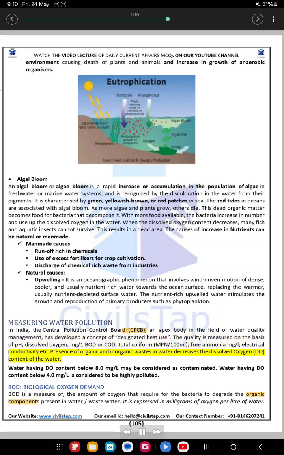Presence of organic and inorganic wastes in water decreases the dissolved oxygen content of the water. Water having DO content below 8.0 mg per liter may be considered as contaminated. Water having DO content below 4.0 mg per liter is considered to be highly polluted.